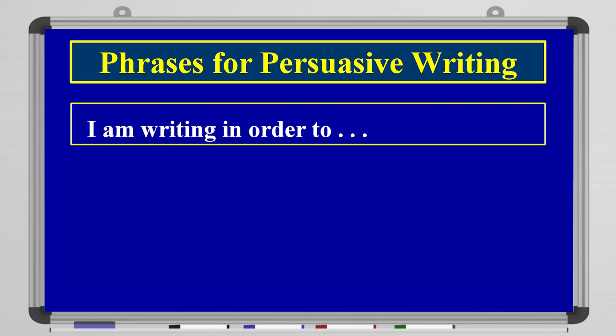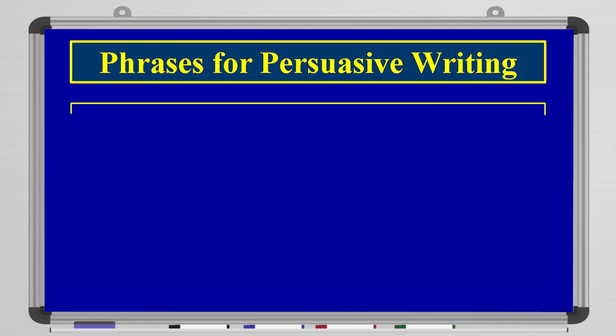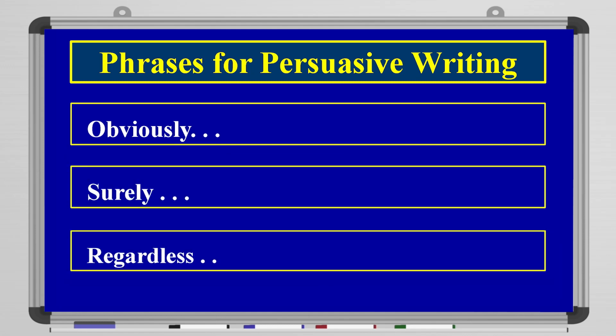Also, incorporate the reader with you so they will understand more and be convinced. Sentences like, "I'm writing in order to." Nevertheless, "it has come to my attention that." Make everything you say obvious and common so the reader will feel persuaded. Obviously, surely, regardless: beginning the sentences with those words will help in understanding the whole purpose of this essay.